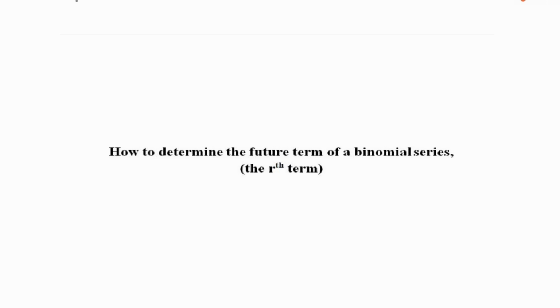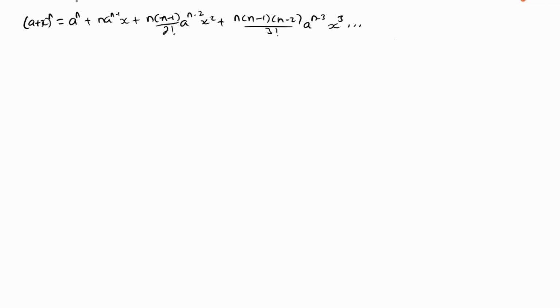The general binomial expansion of an expression of this form is usually given by a power n, plus n a power n minus 1 x, plus n into n minus 1 over factorial 2 a power n minus 2 x squared, plus n into n minus 1, n minus 2 over factorial 3 a power n minus 3 x power 3, and so on up to n plus 1 terms.